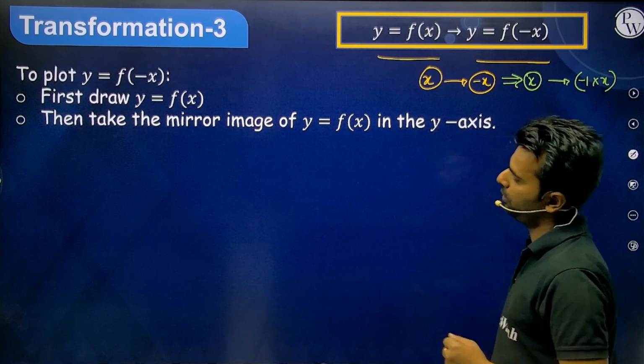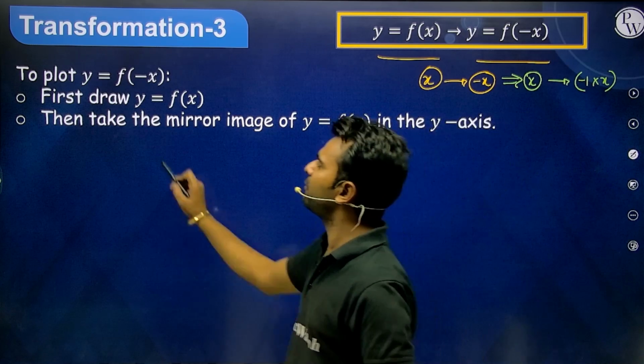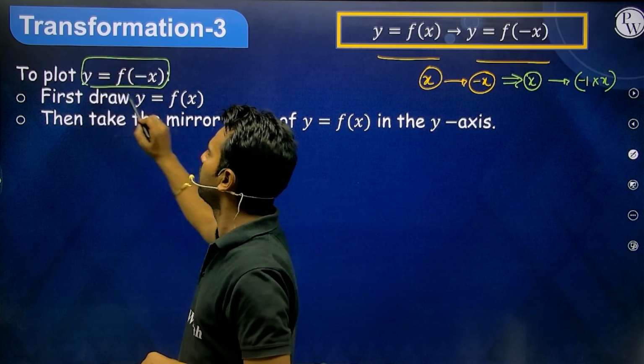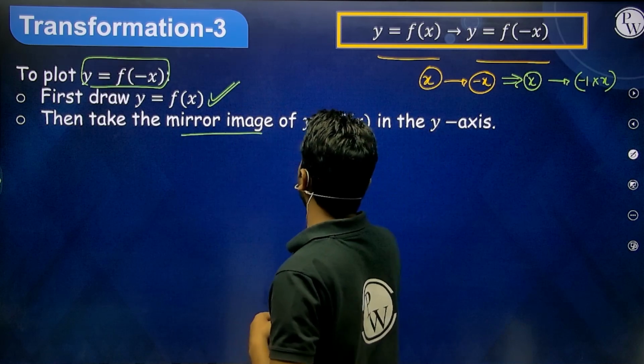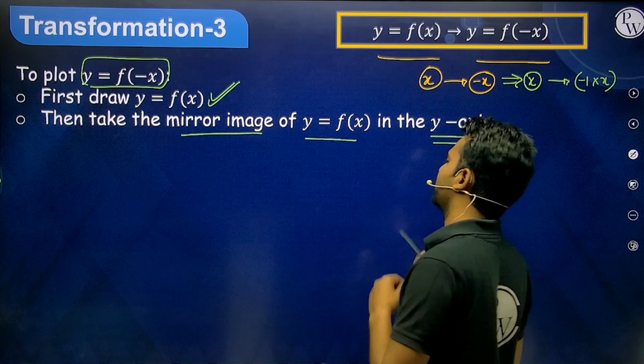So there is a rule. If you want to draw the graph of y equal to f of minus x, we first draw the graph of y equal to f of x and then take the mirror image of this graph along the y-axis. That's it.